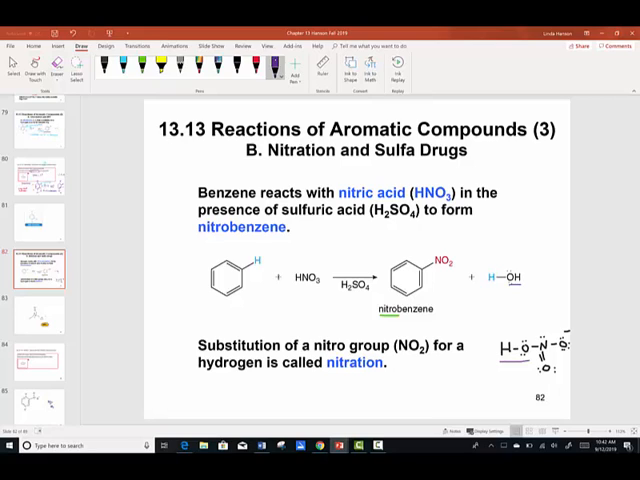When we have an aromatic compound and it's treated with nitric acid, HNO3, in the presence of a catalyst, and this catalyst is called sulfuric acid, battery acid, we end up with a new functional group, and that new functional group is called nitro. The nitro group, NO2, comes from the treatment of HNO3. We end up with a substitution reaction in the following way.